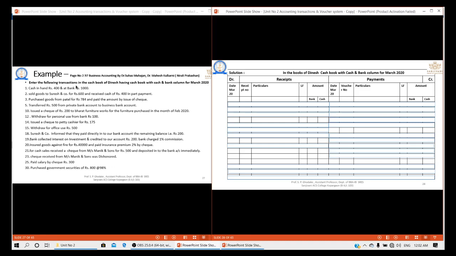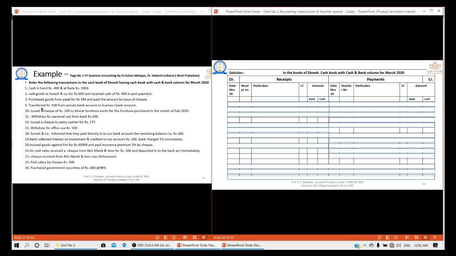Here you will see all the transactions given, like cash in hand 400 and cash at bank 1000. Then sold goods to Suresh and company for rupees 600 and received cash of rupees 400 in part payment. Purchased goods from Patel for rupees 784 and paid the amount by issue of cheque. The next transaction is transferred rupees 500 from private bank account to business bank account. Then issued a cheque of rupees 200 to Bharat Furniture Works for the furniture purchased in the month of Feb 2020.